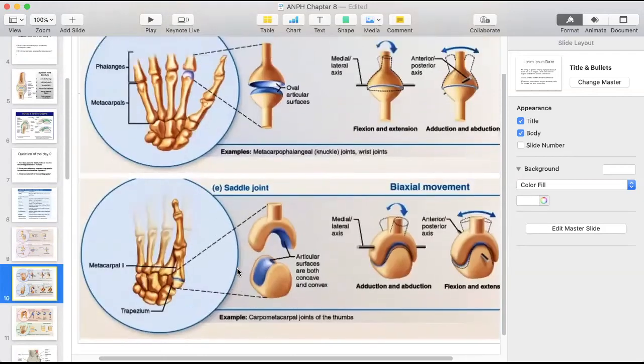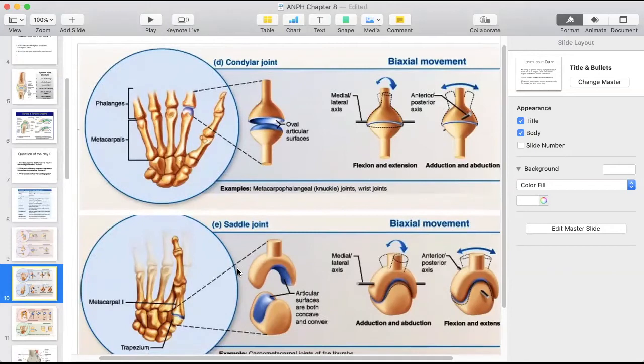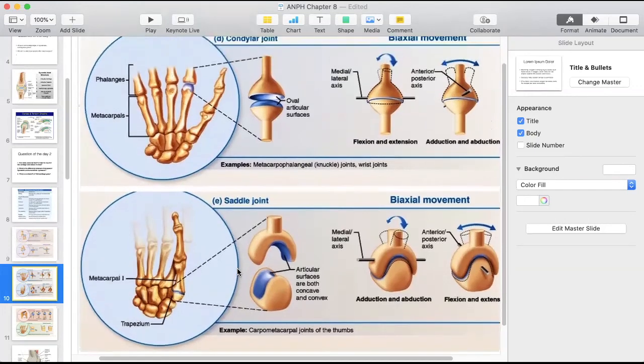Okay, so now we are going to have the condylar joint, and this is going to have two planes of movement, what we call biaxial, meaning it is going to rotate from one side to the other. If you take your hand, for example, and spread the fingers, that is going to be an example of the condylar joint in biaxial movement. Saddle joint is found on the thumb. It's also responsible for biaxial movement.